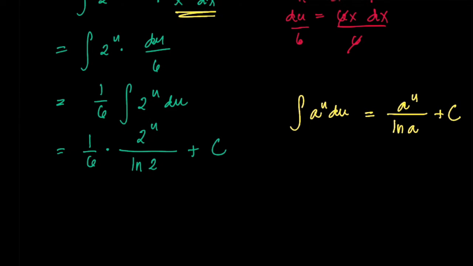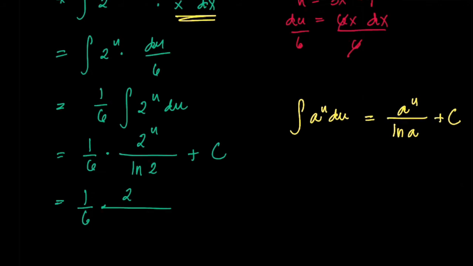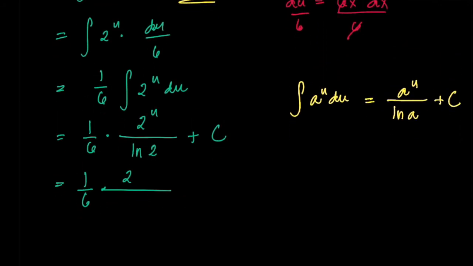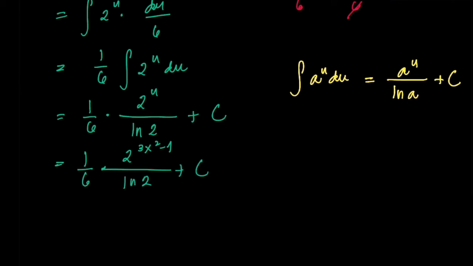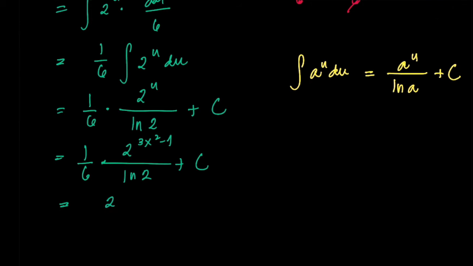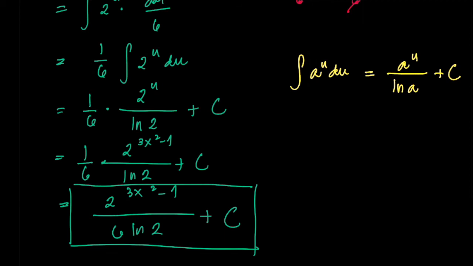So, ang u natin is 1/6 times, ano ang u? 2, 3x squared minus 1. So, 2 raised to 3x squared minus 1 times the natural logarithm of 2 plus c. And to simplify this, 2 raised to 3x squared minus 1 over 6 natural logarithm of 2 plus c. And this is now our final answer.